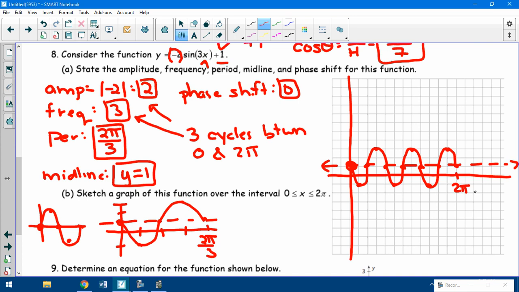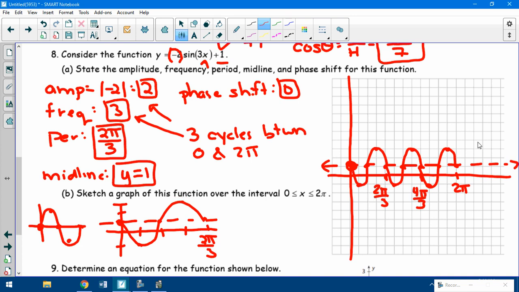Okay, so if you wanted to label more stuff, you could. You don't have to. This is technically one cycle, so that'd be 2 pi over 3. Here's the end of the second cycle, so another 2 pi over 3. That'd be 4 pi over 3. And the third cycle would be 6 pi over 3, but that is 2 pi. Okay, so that's a pretty tricky graph. If you could get that one right, you will be fine on the test. But there's 3 cycles there.